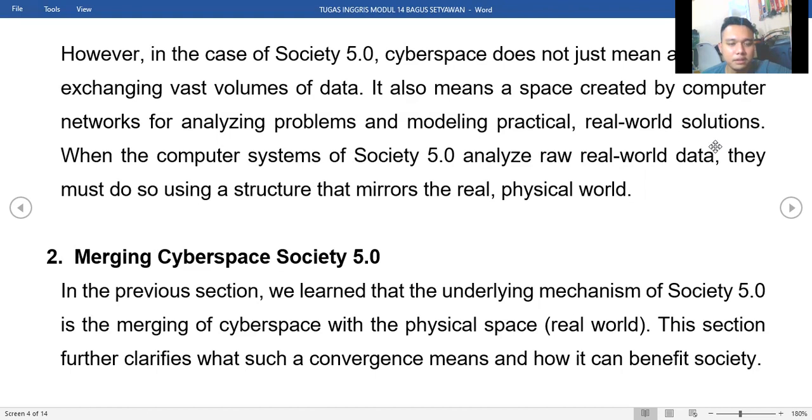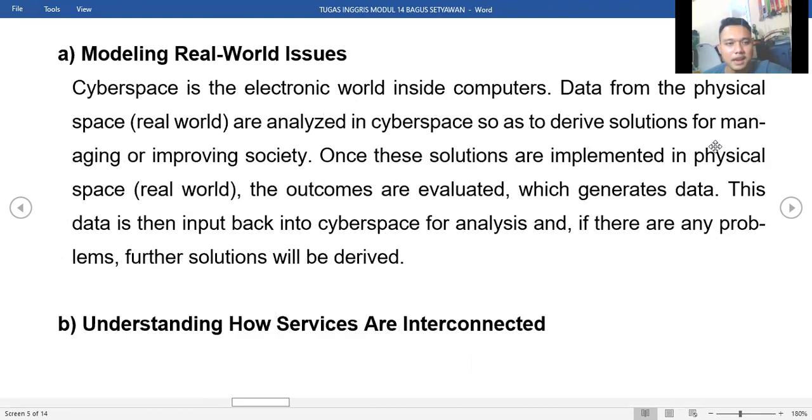And number 2 is merging cyberspace and Society 5.0. In the previous section, we learned that the underlying mechanism of Society 5.0 is the merging of cyberspace with the physical space or real world. This section further clarifies what such convergence means and how it can benefit society. A. Modeling real-world issues.